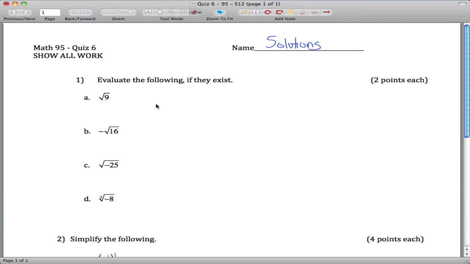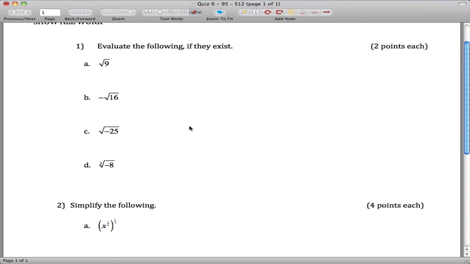Here are our quiz solutions. Quiz 6 for Math 95. Number 1, we're just asked to evaluate each of these, kind of say what they're equal to.